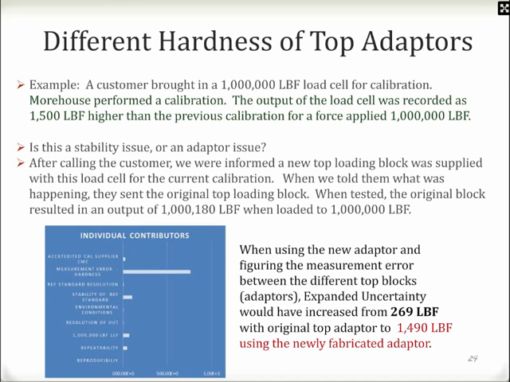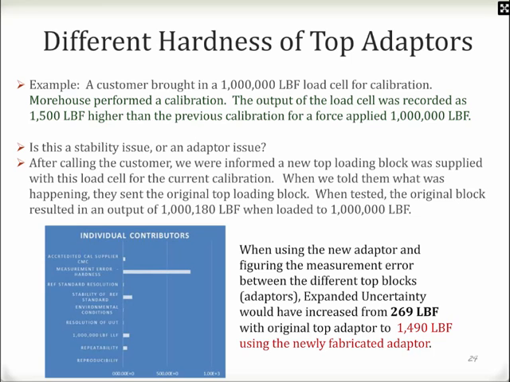Now another potential measurement error is the different hardness of top adapters. This was an actual example where a customer brought in a 1,000,000-pound load cell from us. I was the one doing the calibration at the time, set everything up, loaded it to capacity, which was 1,000,000 pounds, and observed a 1,500-pound difference. Well, this is not typical of something we see every day. We check our records. We check the previous cal. ASTM gives us criteria in one of their sections for stability of 0.16% of applied, and this was higher.